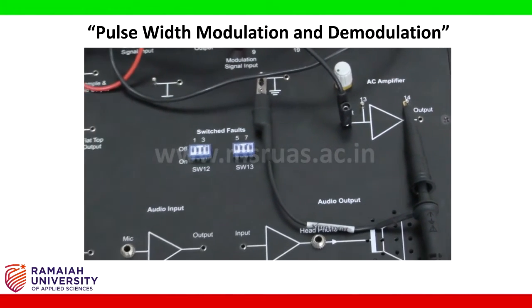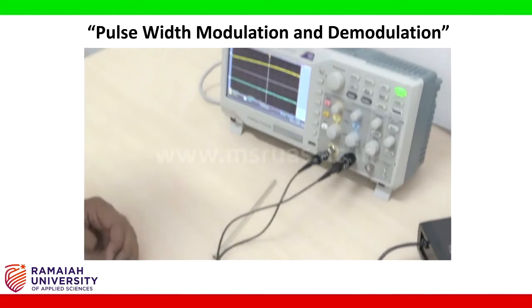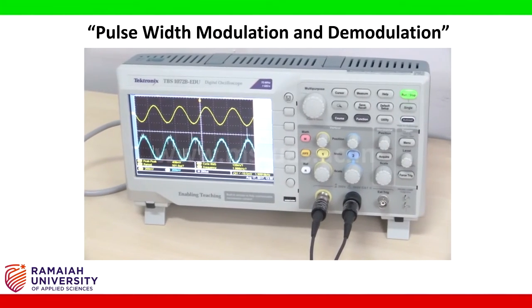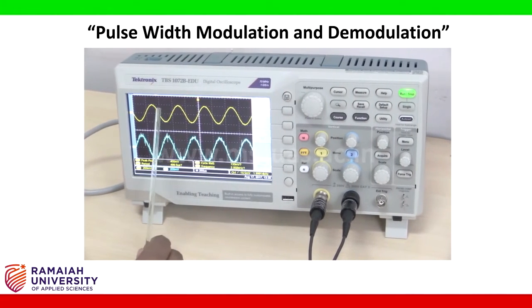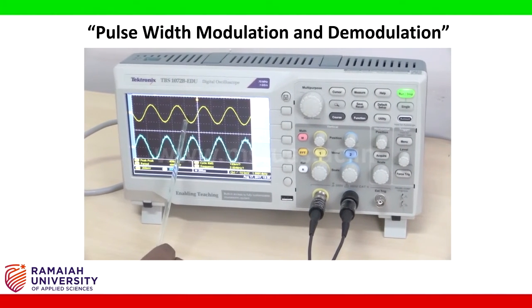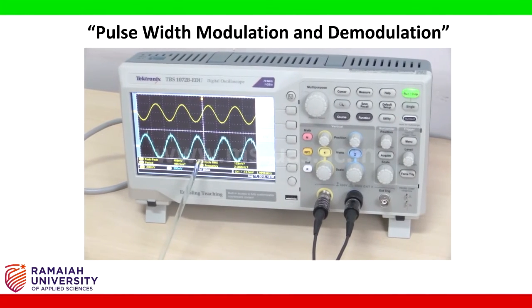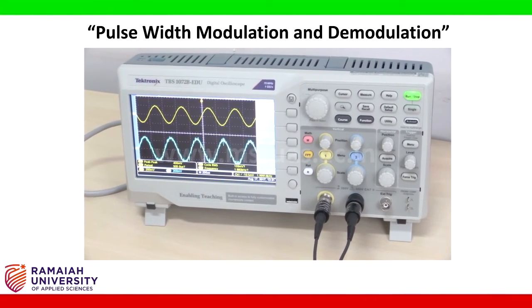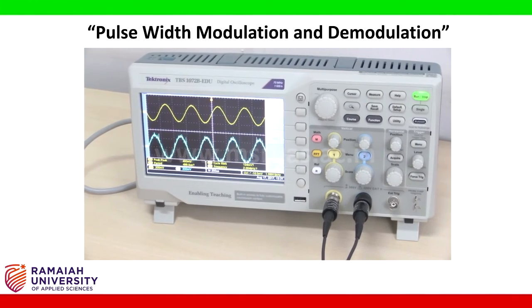Now auto set the digital oscilloscope. Now see the output of the digital oscilloscope. Here this is the input sine wave, and after pulse width modulation and demodulation, we are going to get the sine wave of the same frequency. This completes the pulse width modulation and demodulation experiment.